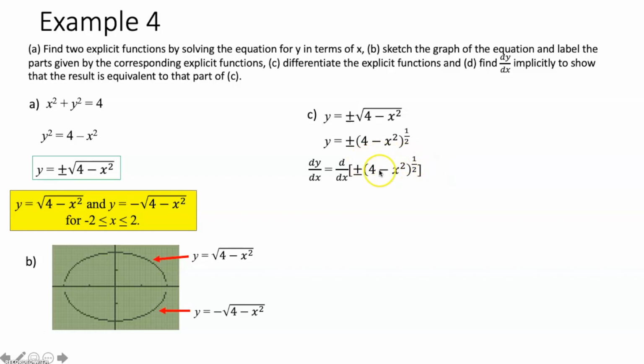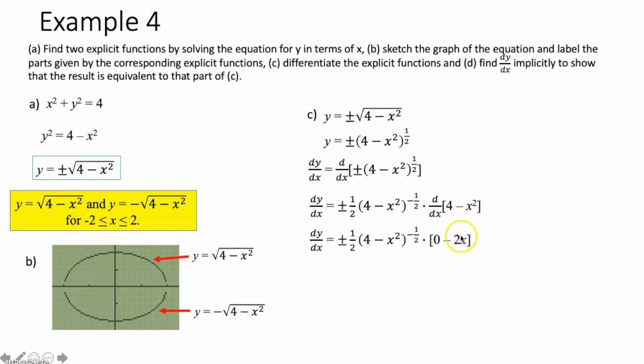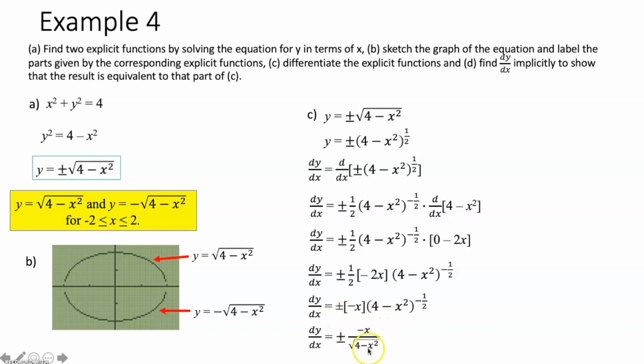And then I multiply that by the derivative of my inner function. And the derivative of my inner function is going to be 0 minus 2x to the first. Then I can simplify that and just make that negative 2x. Multiply that out front to the 1/2, and it just becomes negative x. Now, since I have 4 minus x squared to the negative 1/2 power, I'm going to take that and move it back to the denominator, where it becomes positive 1/2 power. And since it's a 1/2 power, I can rewrite that as the square root of 4 minus x squared.